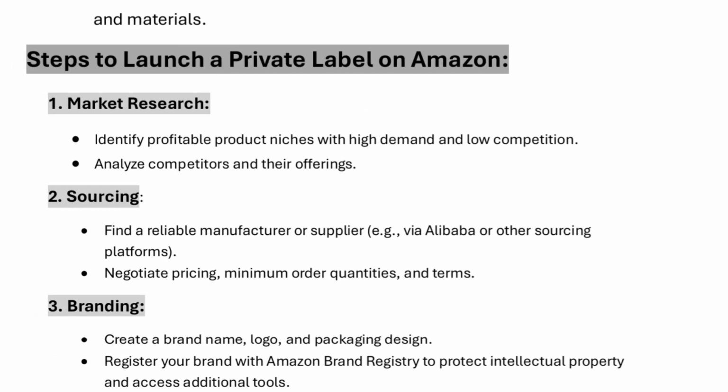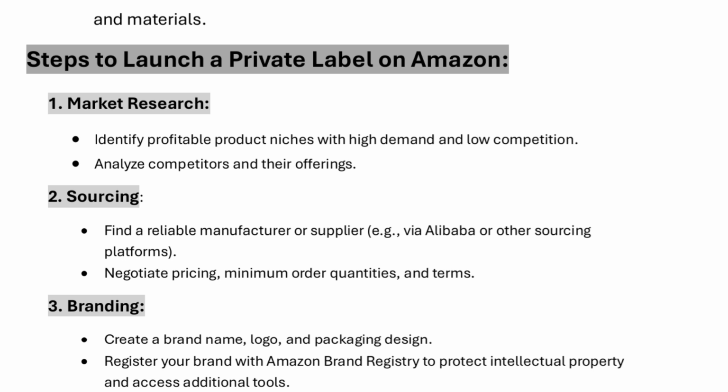Steps to launch a private label on Amazon. Number 1. Market research. Identify profitable product niches with high demand and low competition. Analyze competitors and their offerings. Number 2. Sourcing. Find a reliable manufacturer or supplier, e.g., via Alibaba or other sourcing platforms. Negotiate pricing, minimum order quantities, and terms.